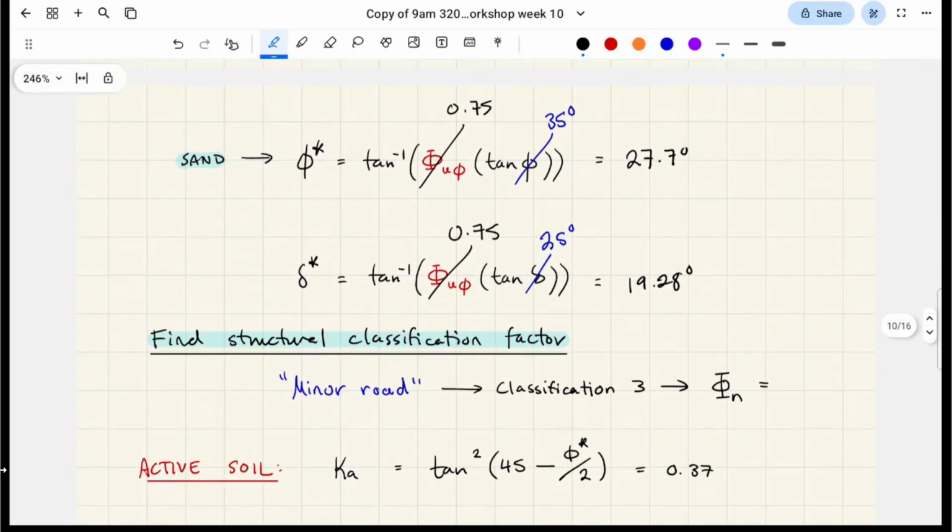Okay, next, the structural classification factor. The question describes that the purpose of this retaining wall is that it's next to a minor road, and there's not many people nearby. I think it said there's no buildings in sight or something like that, right? Basically, this means it's class 3, and in the table, I haven't included this table because it's such a small table, it's 1.1 basically. What that means is at the very end, we're going to be exaggerating our resistance by a factor of 1.1.